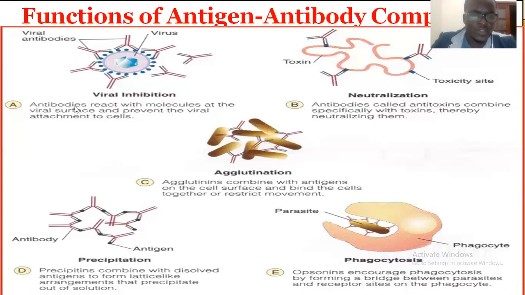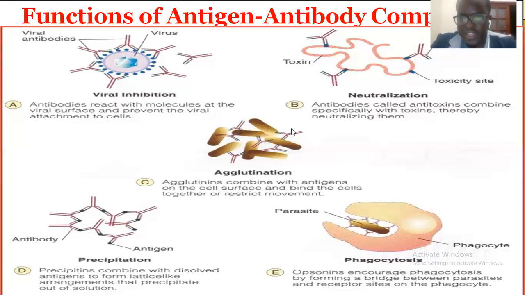So the first function of antigen antibody complexes is viral inhibition. So you have antibodies that react with molecules on the viral surface and prevent the viral attachment to cells. So there will be viral inhibition. So these viruses can't attach to the cells and invade the cells. Why? It's because they are antigens that have got a binding site to the cells. They are already bound with antibodies. So it's inhibited to infect other cells.